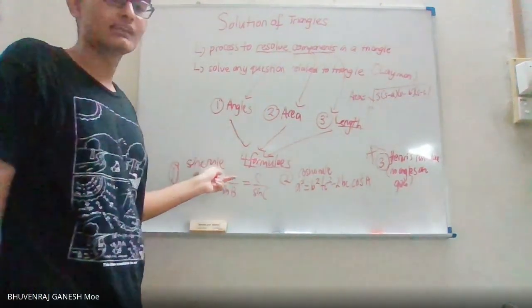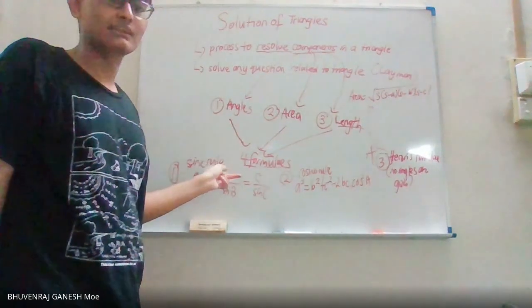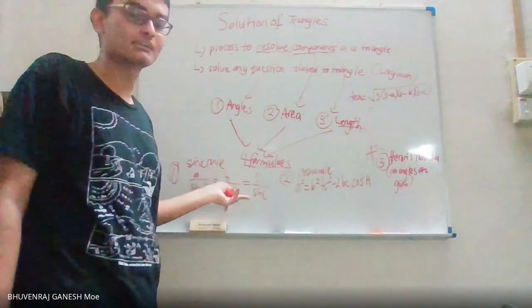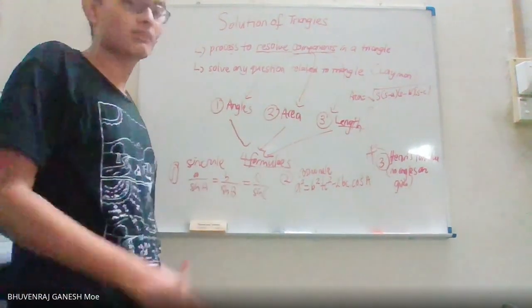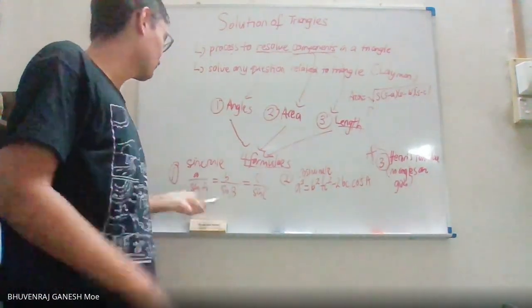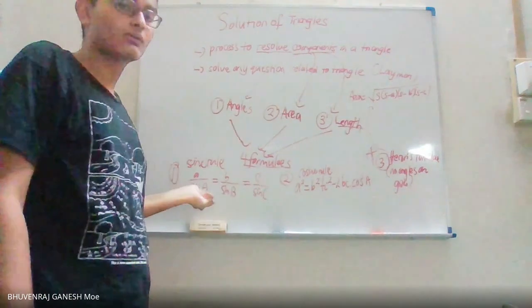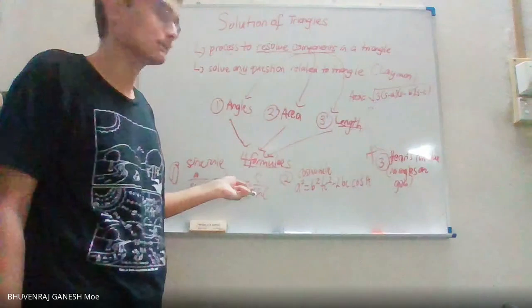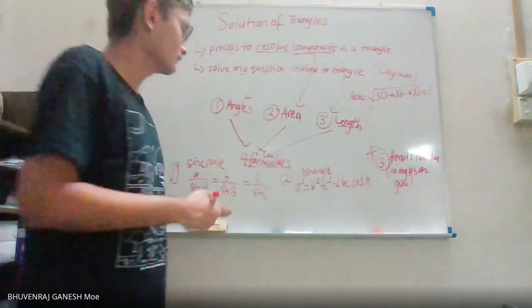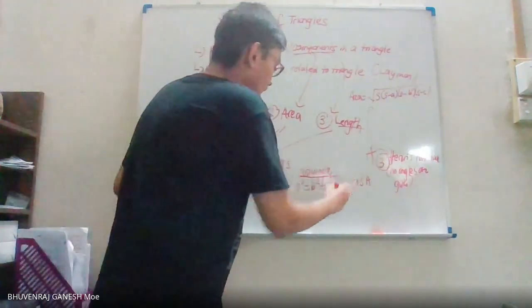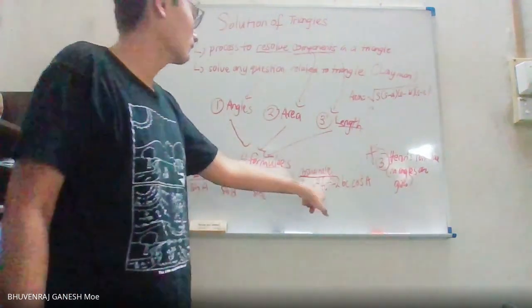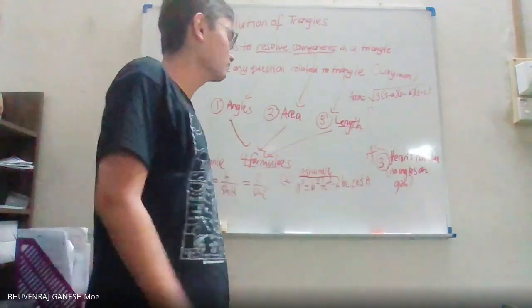This is given in the formula sheet. If you forget it, just flip to the front and see. Don't try to memorize it by heart. It goes: A over sine A equals B over sine B equals C over sine C. The second one is the cosine rule, also given in the formula sheet, so you don't need to memorize. A square equals B square plus C square minus 2BC cos A.